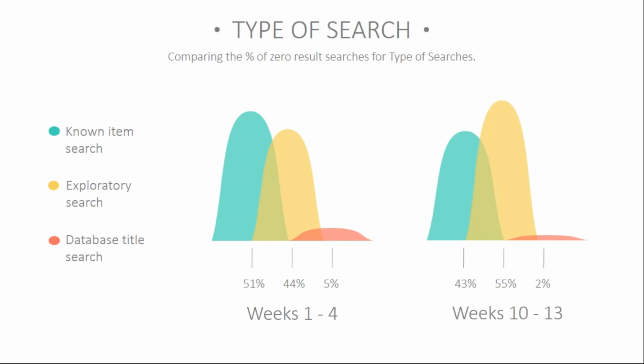And as I analysed the known item searches, I noticed that searches for database titles were frequent. So it was interesting to note that the number of zero result searches for database titles were less in the last 4 weeks of semester than they were in the beginning. So we could interpret this as students learning successful methods for locating database titles over time.